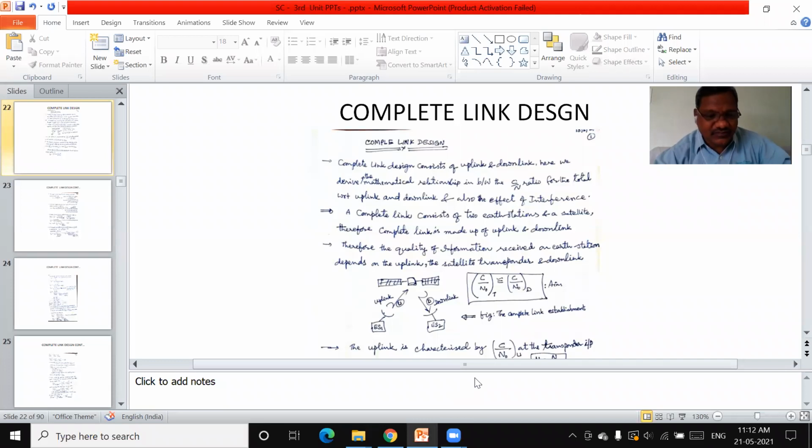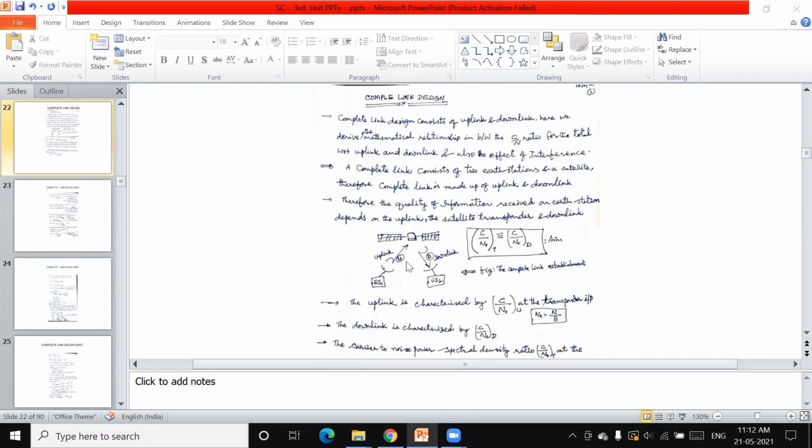Therefore, the complete link design is going to depend on the downlink carrier to noise power spectral density, C by N naught D. So up to that point we have completed, and now I am going to share the screen, and we will see the next topic as well. So now I am closing this video, and you can see this is the first equation.